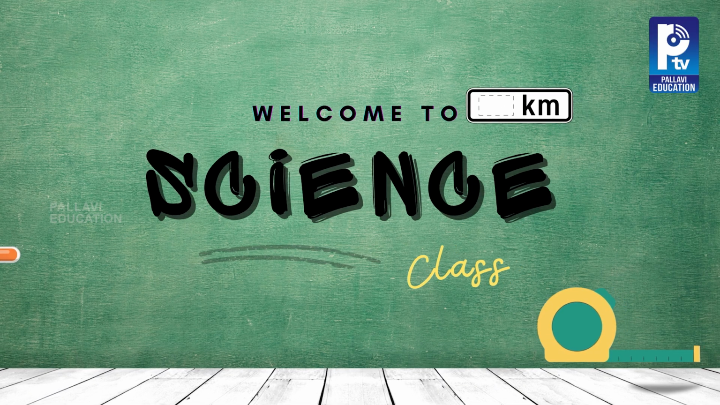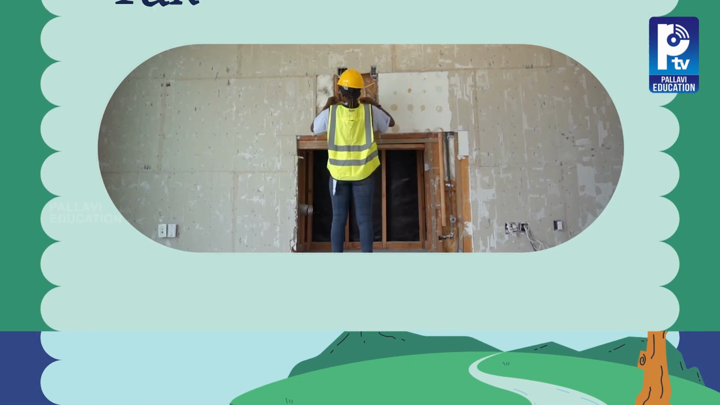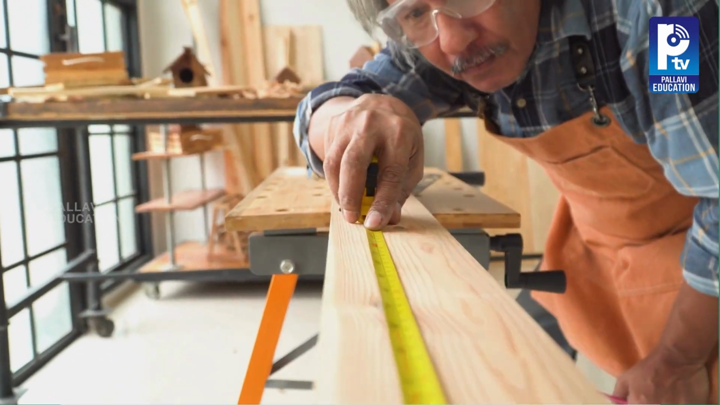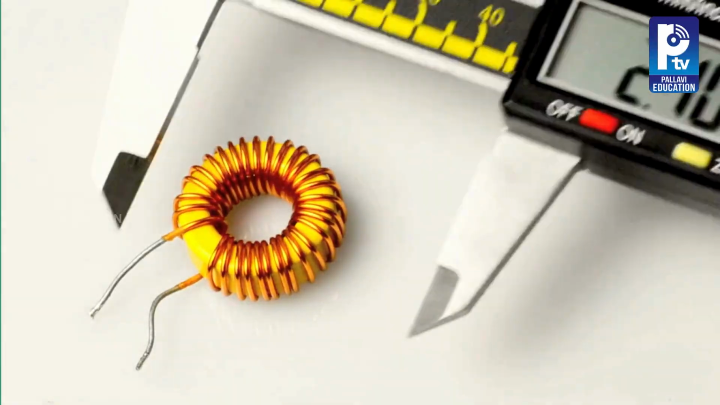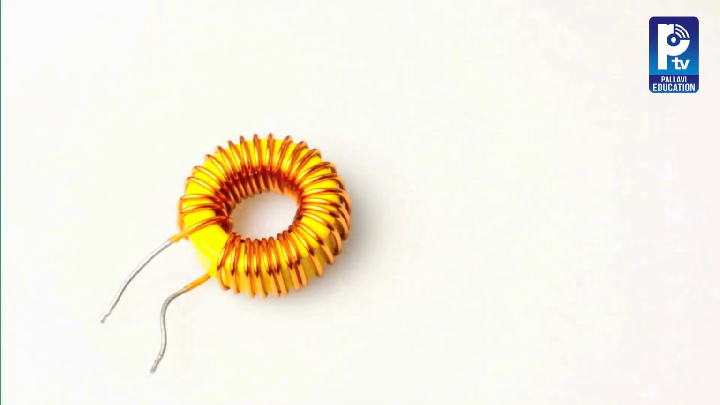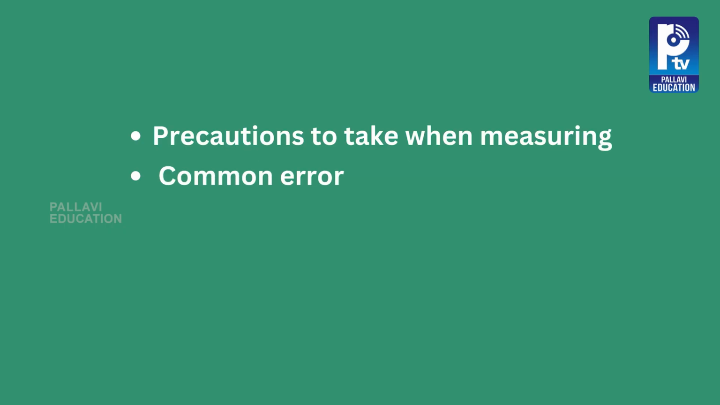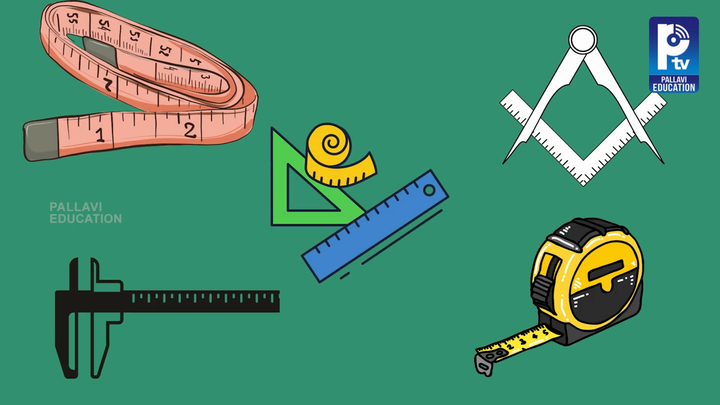Everyone, welcome back to science class and to our series on motion and measurement of distance. In this video, we'll learn how to take measurements. We will explore different ways to measure straight lines, curved surfaces, and even to take small measurements. But that's not all. We'll also learn some helpful precautions to take when measuring, talk about common errors to avoid, and, at the end of the video, practice converting units with a few real-world examples. So, grab your measuring tools and let's get started.